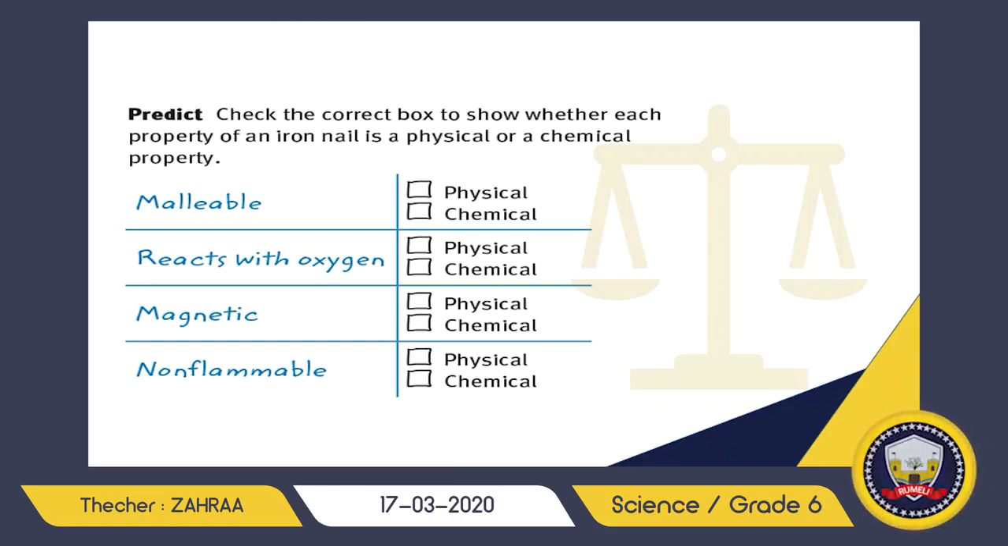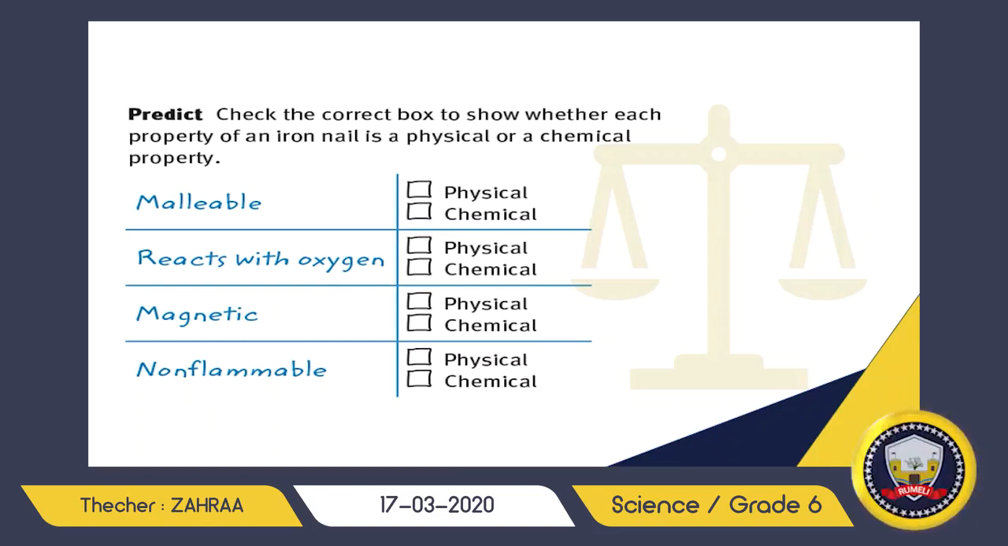Now let us move to the third property of an iron nail, magnetic. Is it a physical or a chemical property? Yes, it's a physical property. An iron nail has the ability to attract materials. That's why magnetic is a physical property.